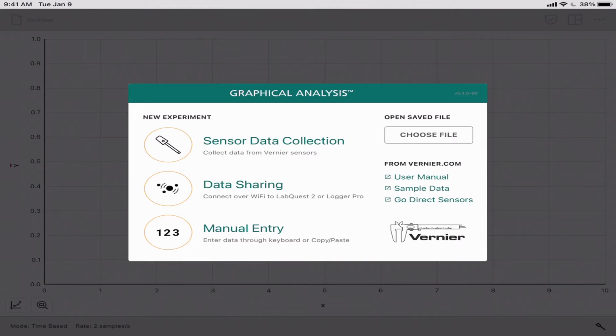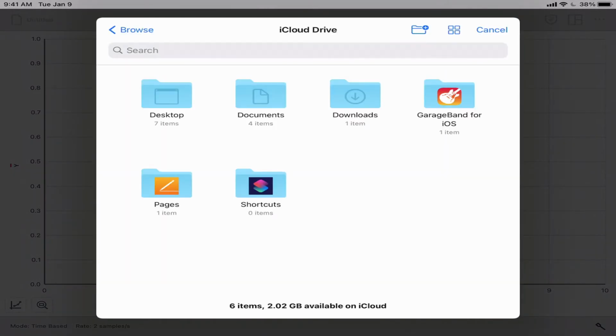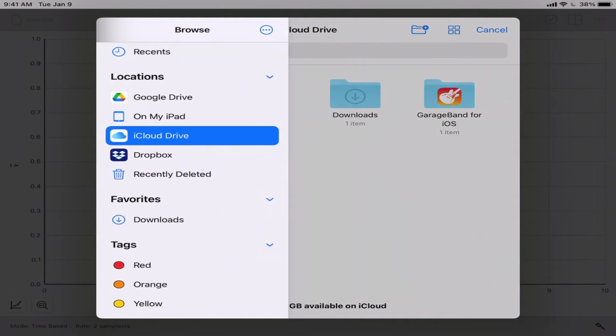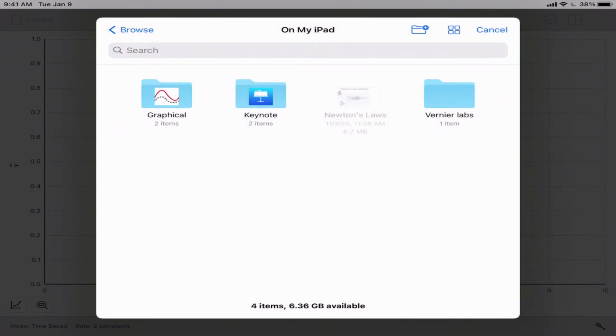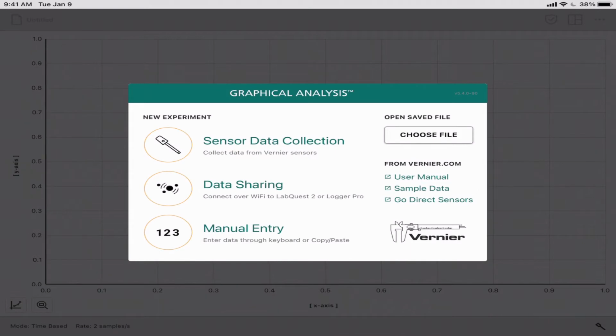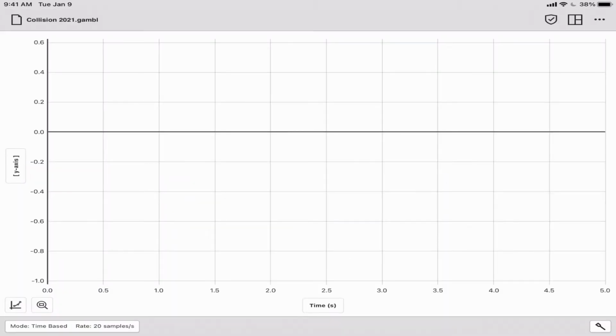You also need to download the data file that is provided on Schoology. So you should download that to your iPad somewhere, or to Google Drive, or whatever you might want to do. And then you want to open that. I have it downloaded, so I can choose the file here. I pick choose file, and I have it on my iPad, and right there. And you can see here that right now it doesn't give me anything.